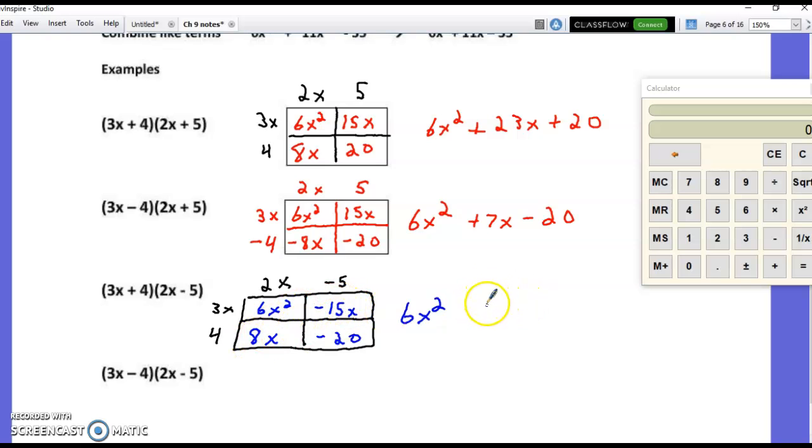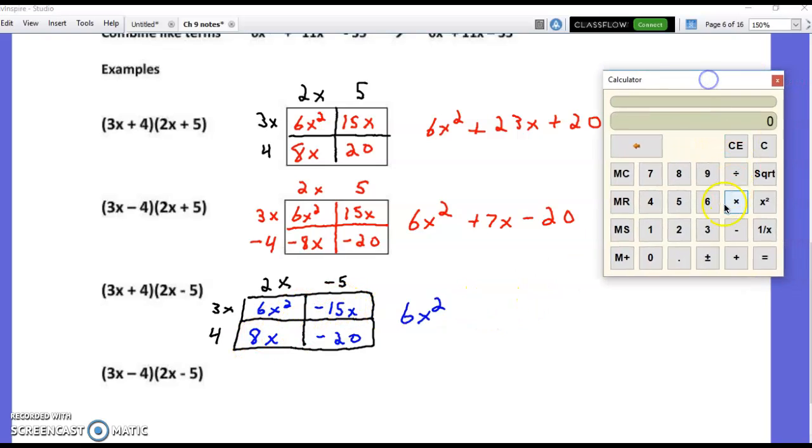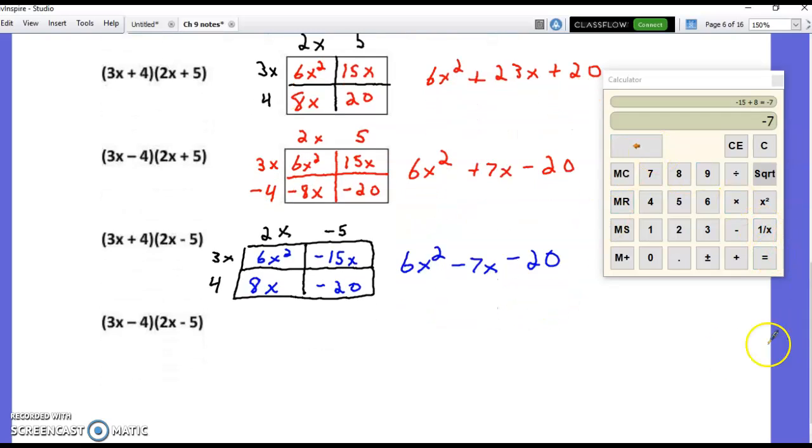-15 plus 8. So I'll go ahead and just do that on the calculator for you. On this one, you have to do the 15 first, plus 8. So that gives us a -7x. Keep that x with it. And then the -20. All right, the last one we have.